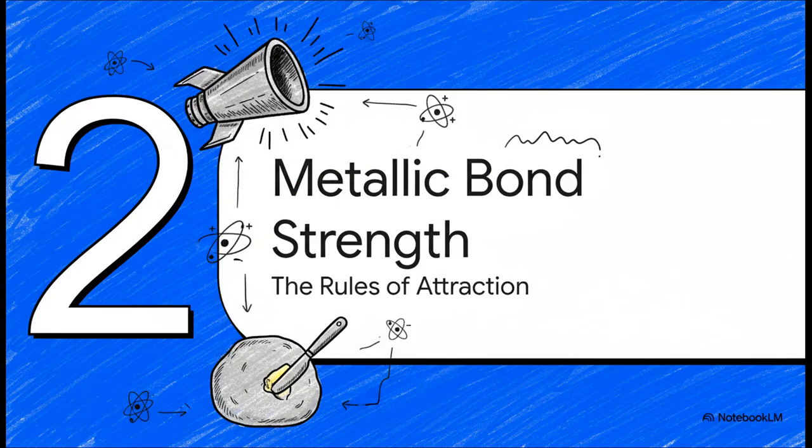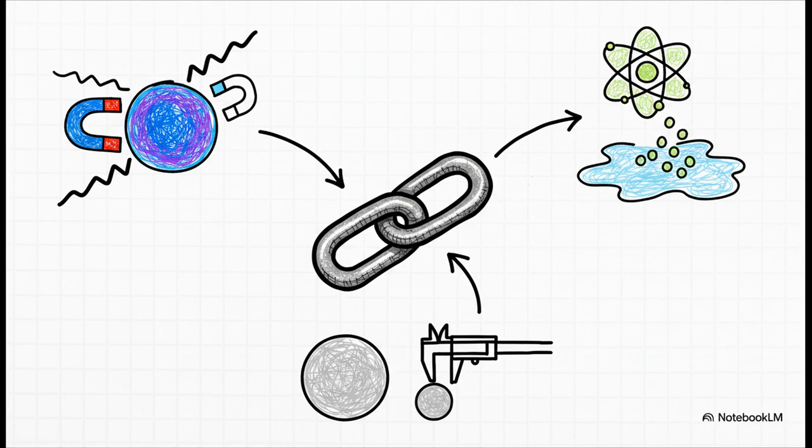Moving on to Section 2, what makes metals strong? Let's look at the rules of attraction. Have you ever wondered why some metals are incredibly tough, like the tungsten they use in rocket nozzles, while others, like pure sodium, are actually so soft you can cut them with a butter knife? Well, it all comes down to three distinct subatomic rules of attraction that completely dictate the strength of a metallic bond. Number 1, the charge of the metal ion.